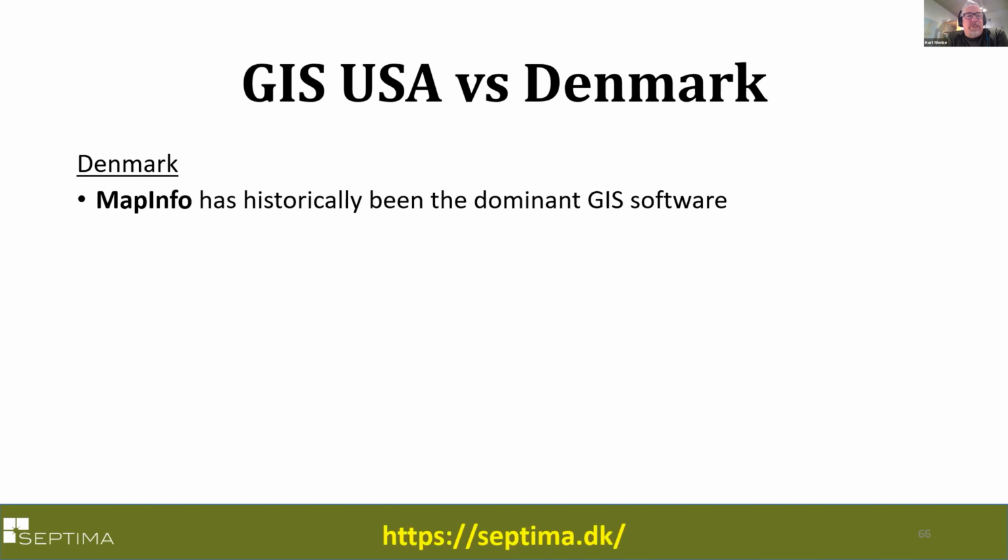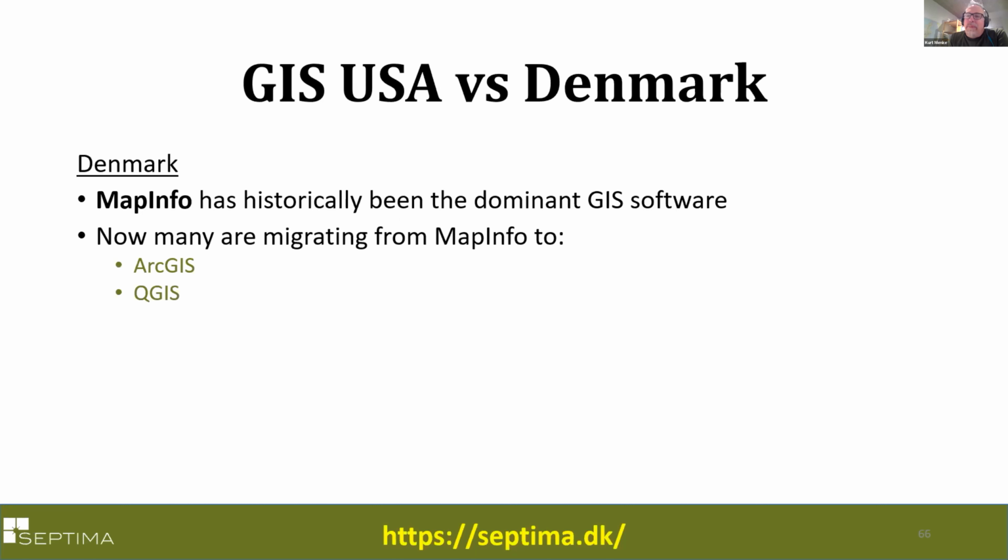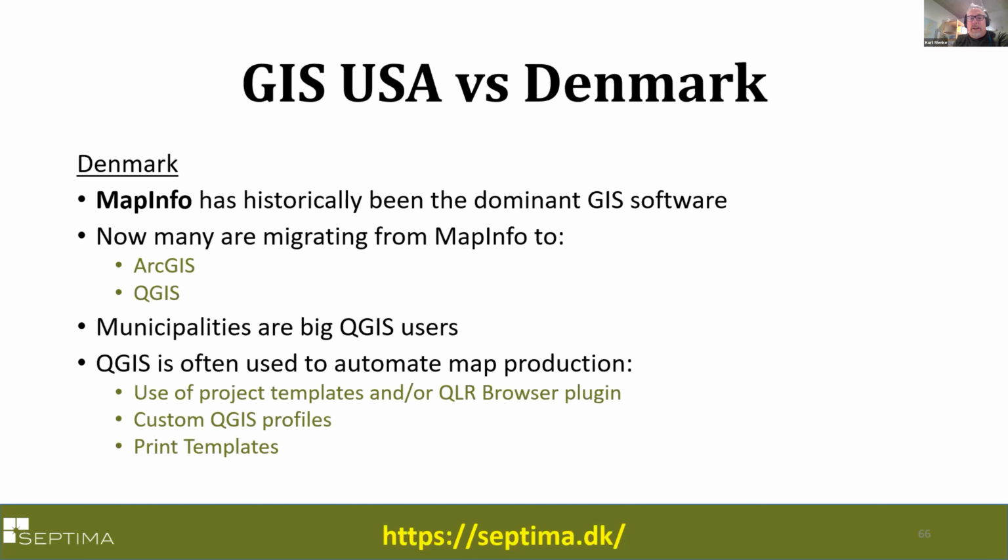Some other things that are interesting here is that in Denmark, MapInfo was the historically dominant GIS software. And now that MapInfo is getting a little stale, people are migrating either to ArcGIS or QGIS. And all the Danish municipalities are big QGIS users. A lot of them have switched to QGIS. And their QGIS setups are very automated.